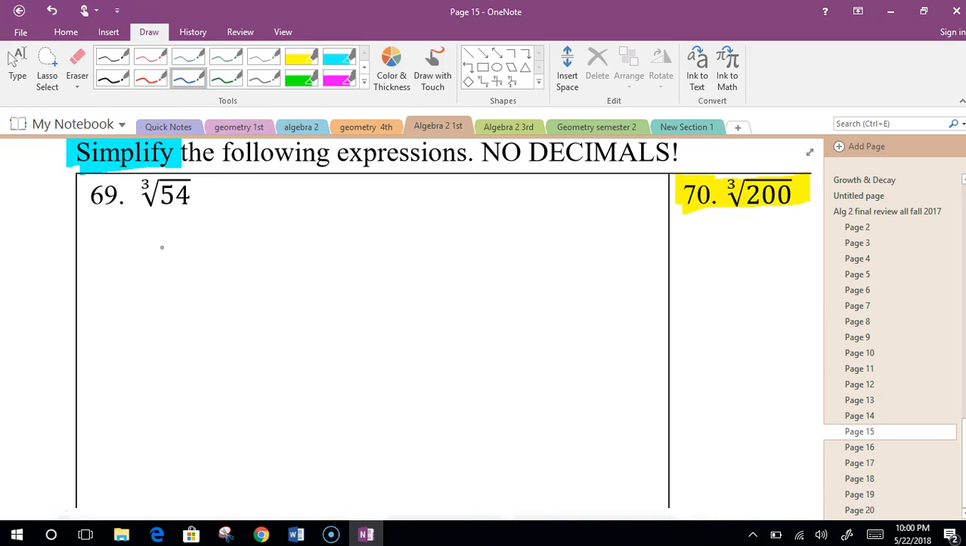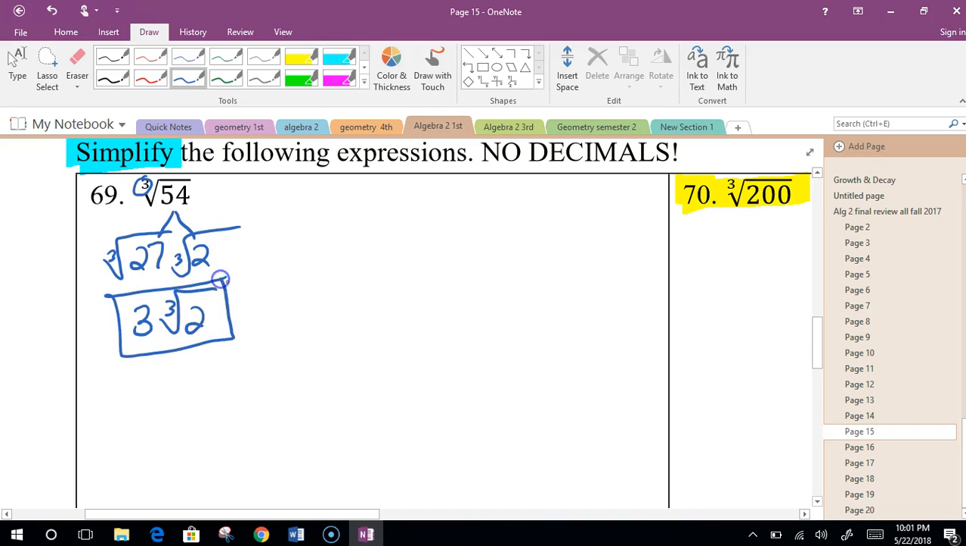In your final answer. So we need to take the number 54 and see what number on the cube list, because it's a cube, goes into 54. Well, that would be 27 times 2. So over each one of these, we're going to put a cube root. The first one should be a perfect cube, which means that's going to be 3 cube root of 2. That would be our final answer.